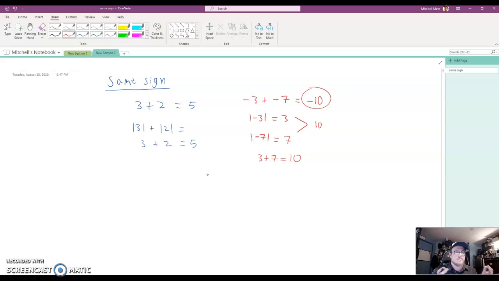Another way to think of it is if I add 2 positive numbers, I should have a positive number. If I add two negative numbers, I should have a negative number. So that's the situation again that we just went over.